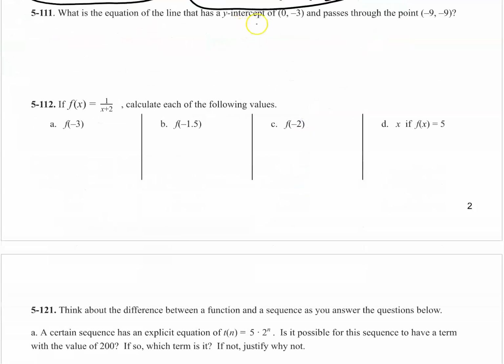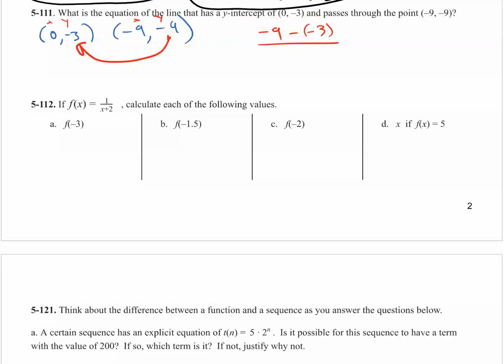5-111. What is the equation of a line that has this y-intercept and passes through that point? Okay, so we can find our slope. There's a couple different ways to do this, but let me just do it the usual way. Let's find the slope. So we do subtracting the y-coordinates, x, y, x, y. So subtracting the y-coordinates, that's -9, subtract -3. Then we subtract our x-coordinates, -9, subtract 0.